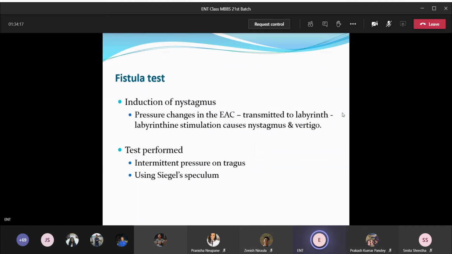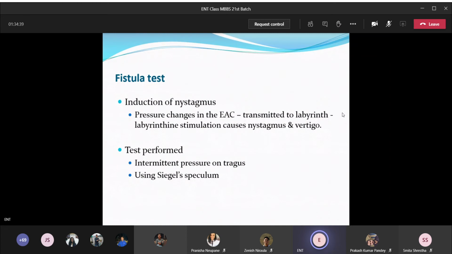Fistula test. So what do we do in fistula test? Induction of nystagmus by pressure changes in the external auditory canal. Okay, so we do something so that the external auditory canal air pressure changes. It is transmitted to the labyrinth, and from there the labyrinthine stimulation causes nystagmus and vertigo.